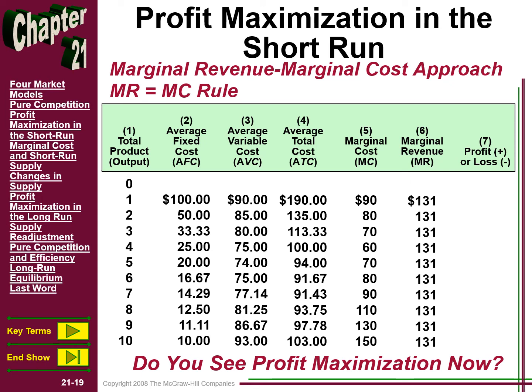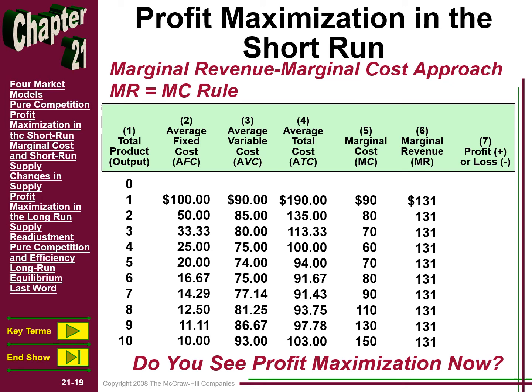At a level of output of 6, the marginal revenue the firm receives from producing the 6th unit is $131. The marginal cost of the 6th unit is only $80. That makes sense. Marginal revenues are greater than marginal cost. At 7 units of output, marginal revenue is $131, marginal cost $90. Okay, that makes sense. At 8, marginal revenue $131, marginal cost $110. Still good. At 9, marginal revenue $131, marginal cost $130. Excellent. Marginal revenue is still greater than or equal to marginal cost.